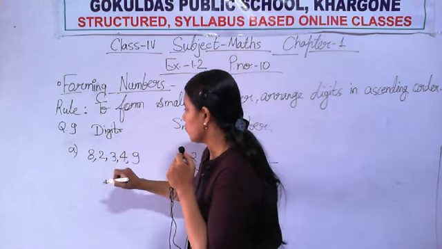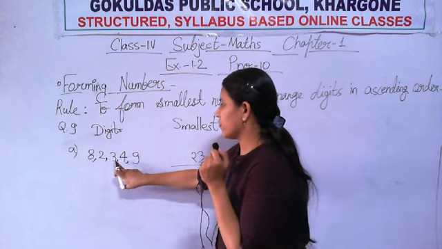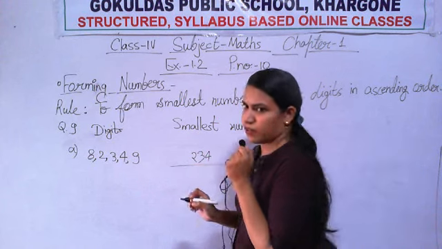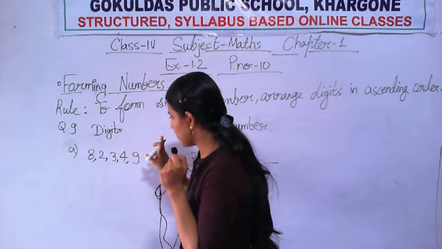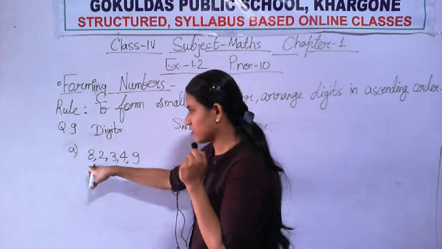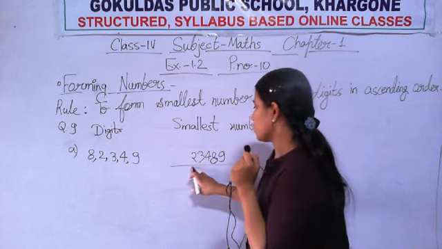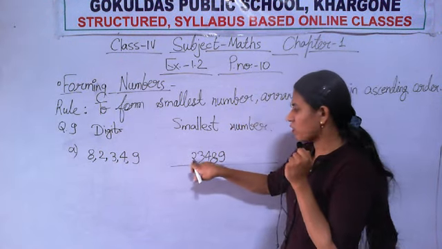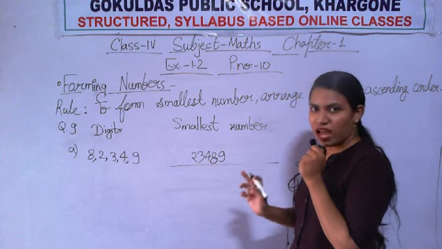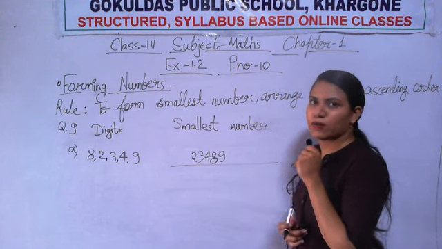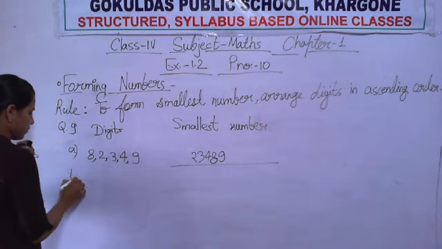So you write 2. Then after 2, 3 will come. Then after 3, 4 will come. Right? Then 5 is not there, 6 is not there, 7 is not there, 8 is there. So you will write 8. Then lastly 9. So the smallest number comes at first and the largest number comes at last place. This is how you arrange the numbers in ascending order. Let's do the next one.